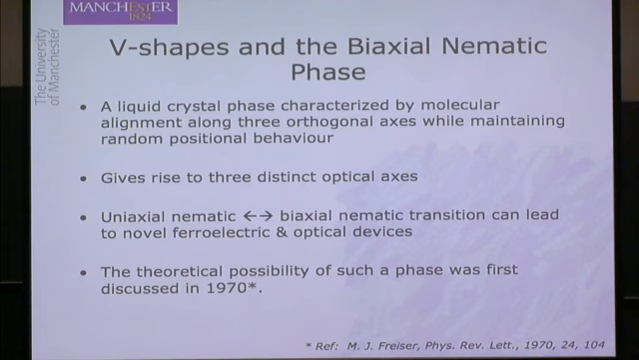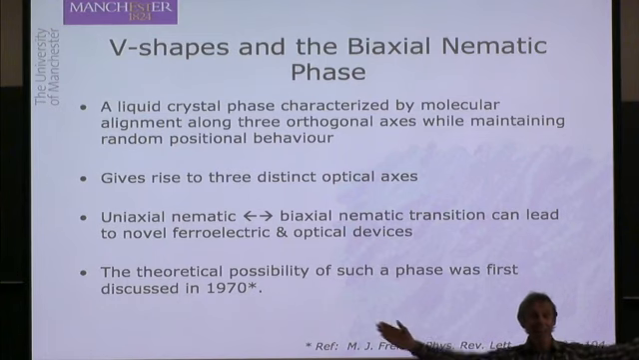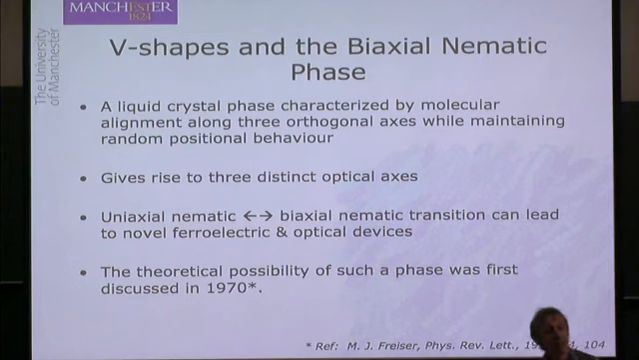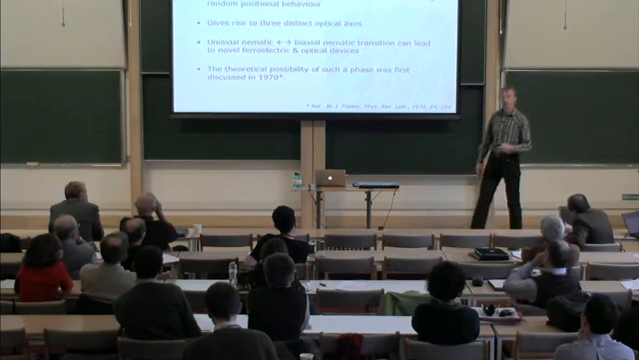And as we've heard before from Dr. Belli and Professor Van Ackerath, you need a biaxial shape, and a V-shaped molecule fits the bill. It's biaxial, and so in principle can form a biaxial nematic phase where all three axes of the molecules are aligned on average, but you have center of mass liquid-like disorder. And as has been mentioned before, this was first mooted by Freiser back in 1970.